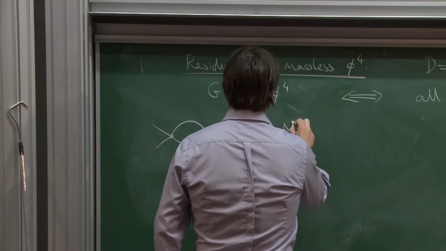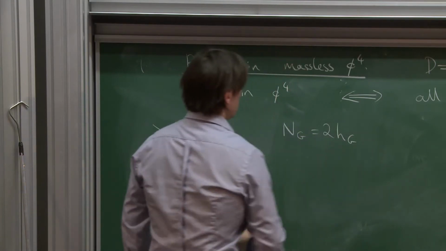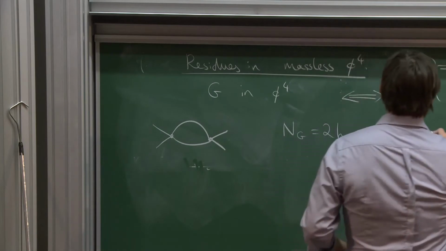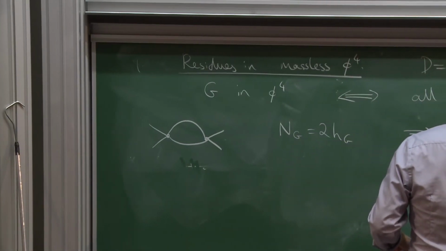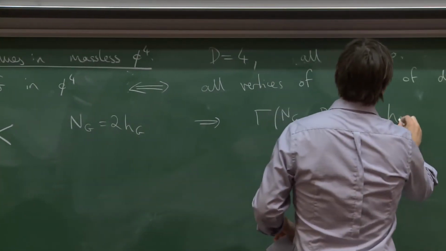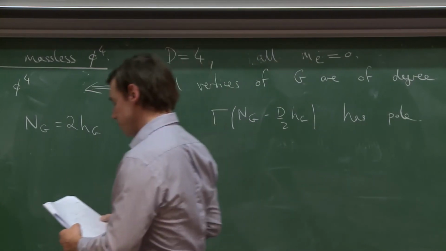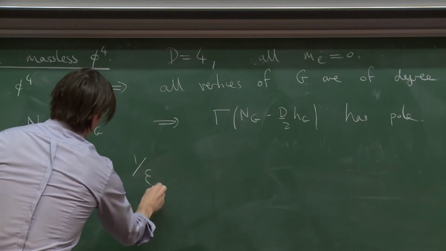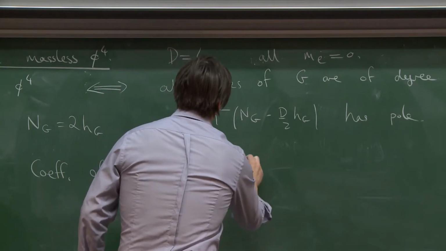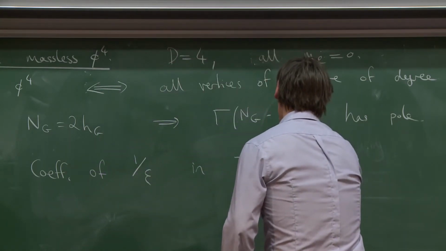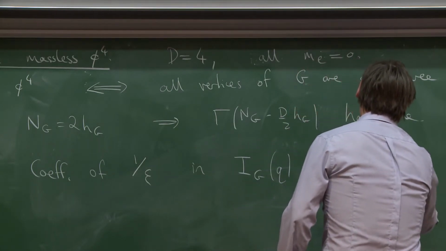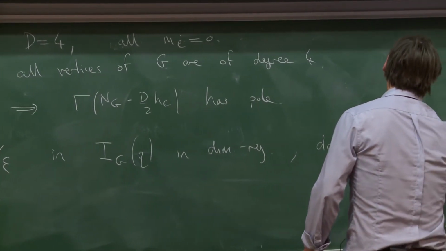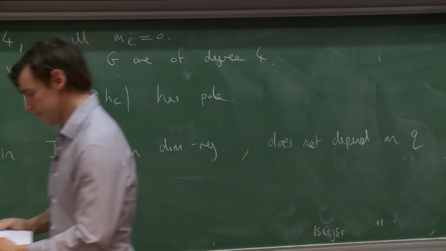What we have in this situation is that the number of edges is twice the loop number. So the superficial degree of divergence is 0, and we're in the divergent case. So this quantity we had earlier has a pole here, and we're in trouble. But what we're doing is looking at the coefficient of 1 over epsilon in the Feynman integral in dim reg. And it turns out that this does not depend on the external momenta. It's just a number.